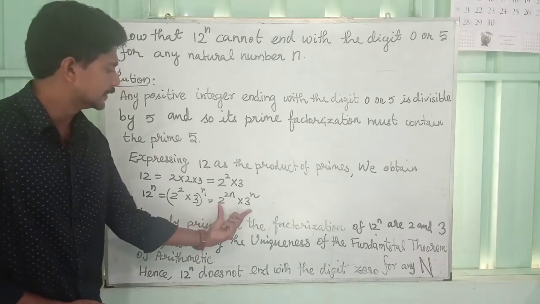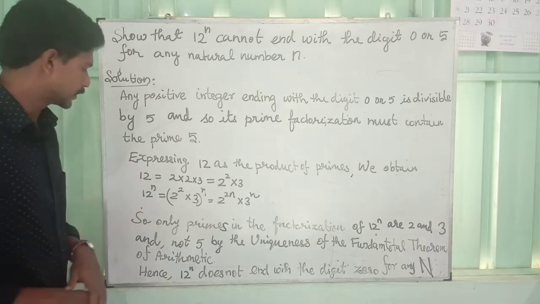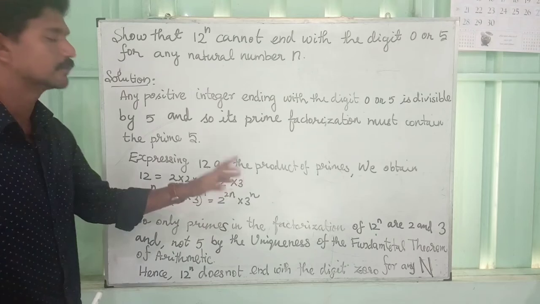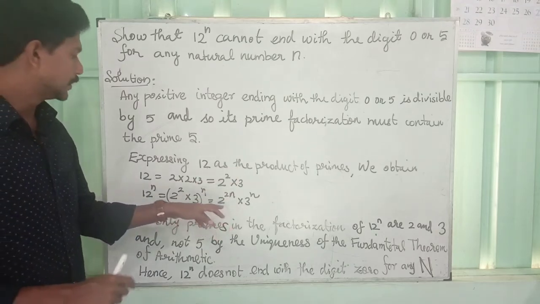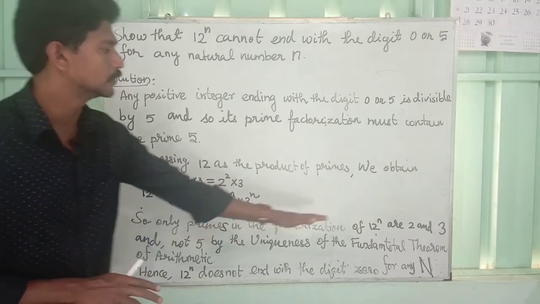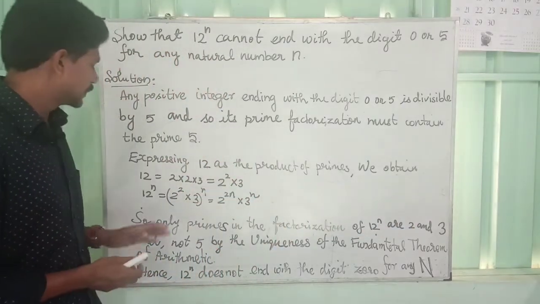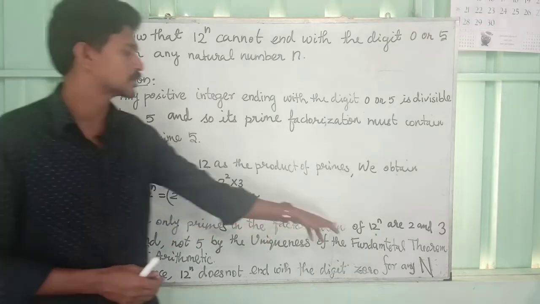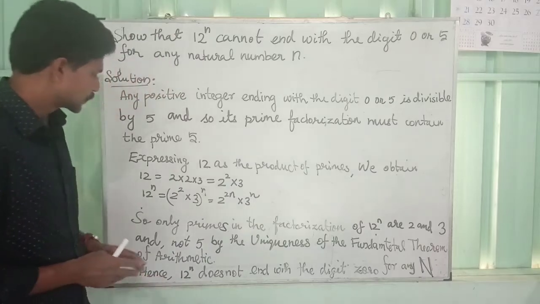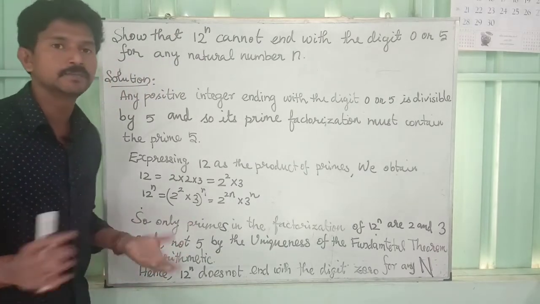If you see, in this one there is no 5, isn't it? That prime number 5 is not there. So the only primes in the prime factorization of 12 are 2 and 3, right? There is no 5. That is, the only primes in the prime factorization of 12 to the power n are 2 and 3, and not 5. Okay, this is the way we have to write.